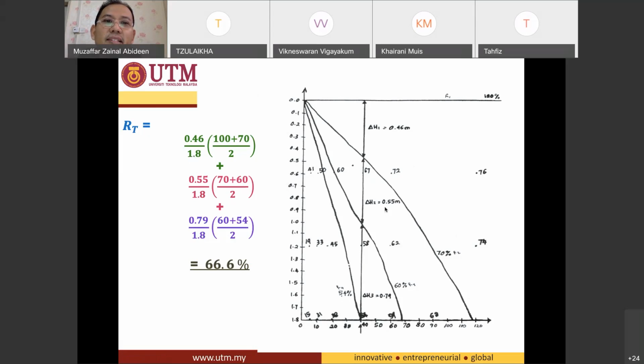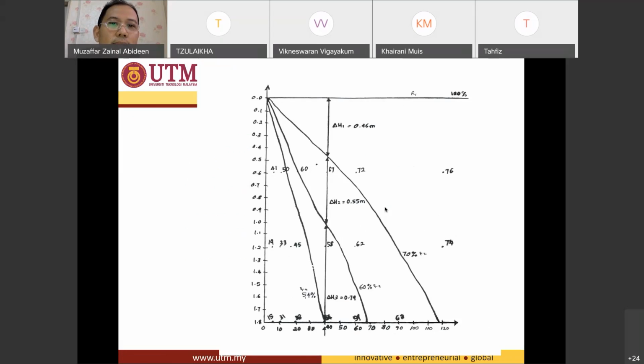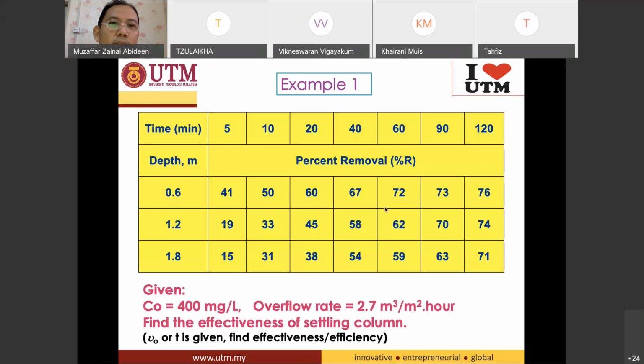Sir, I have another question. If we look at the Example 1 table, number 1, the time is 40 minutes, depth 1.8. The percent removal is 54. If I want to make 50%, can or not? I mean the line.